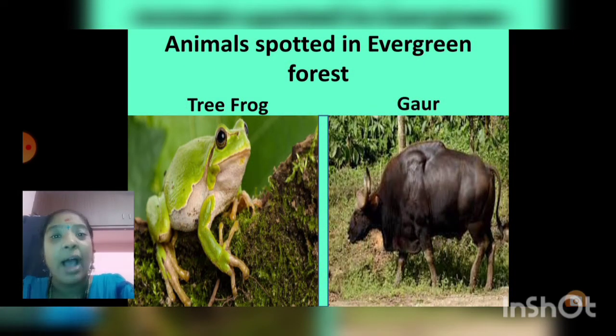So these are the animals which are spotted in the evergreen forest. The animals are tree frogs. The frogs will not be as usual; they are very greenish and match the tree colors. Then the gaur, which looks like a bison. So these are the animals.